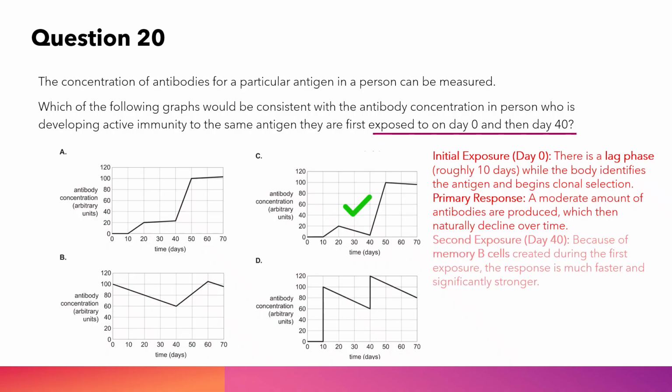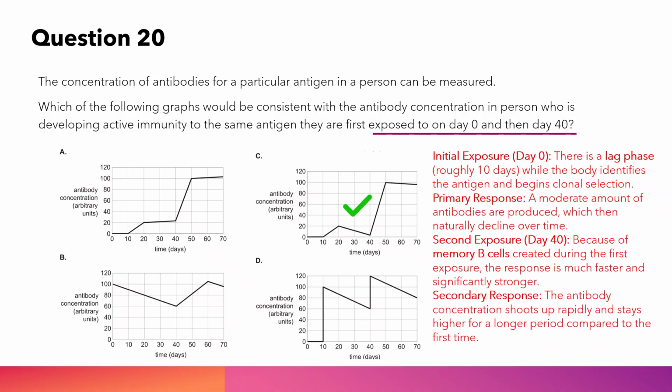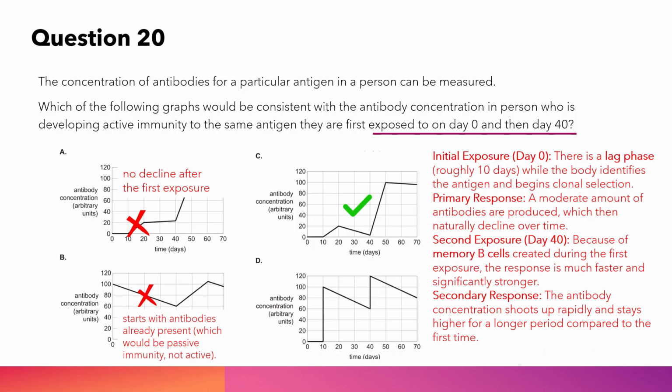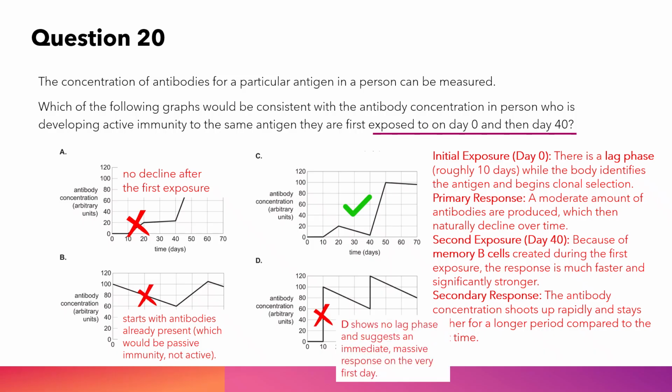Second exposure, day 40. Because of memory B cells created during the first exposure, the response is much faster and significantly stronger. Secondary response: the antibody concentration shoots up rapidly and stays higher for a longer period compared to the first time. Why A, B, and D are wrong. A shows no decline after the first exposure. B starts with antibodies already present, which would be passive immunity, not active. D shows no lag phase and suggests an immediate, massive response on the very first day.